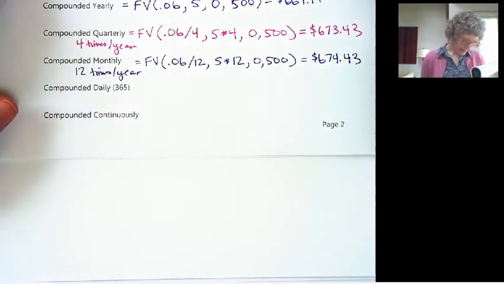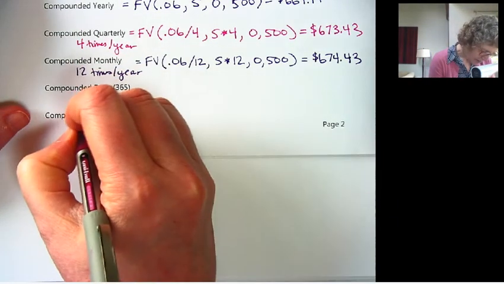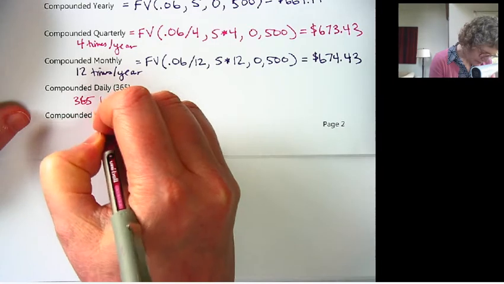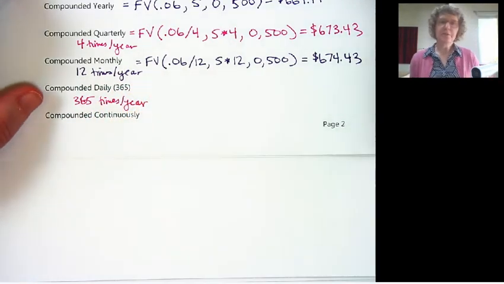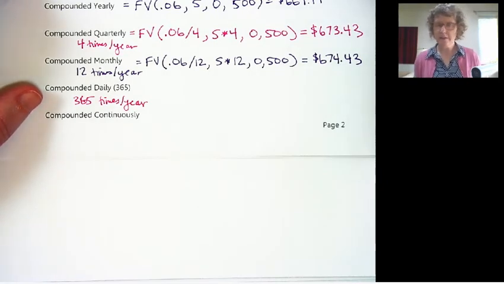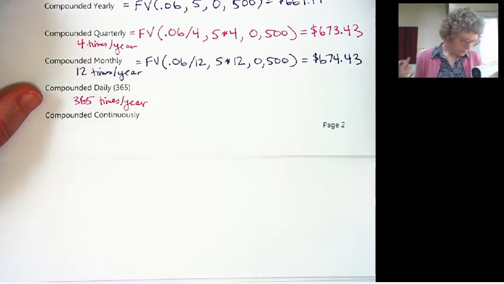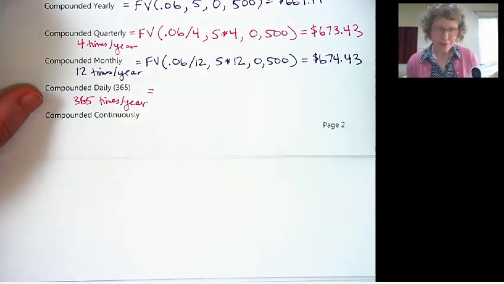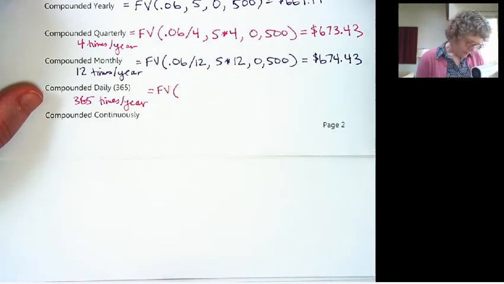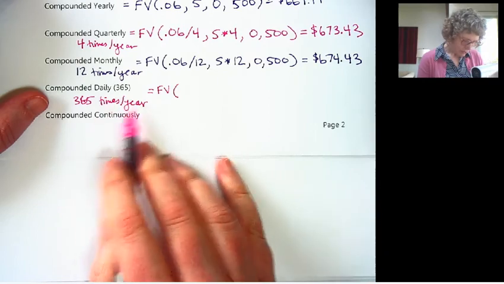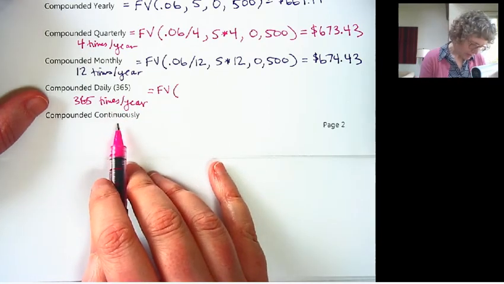Compounded daily, and I put 365 on there. I wanted to remind myself because a lot of banks, I guess, actually use 360 instead of 365. We're going to do 365 to match what is on the online homework system. But if you go into accounting, you might find out that they don't actually use 365. This is the most times that you would do without going continuously, which we'll talk about next time.